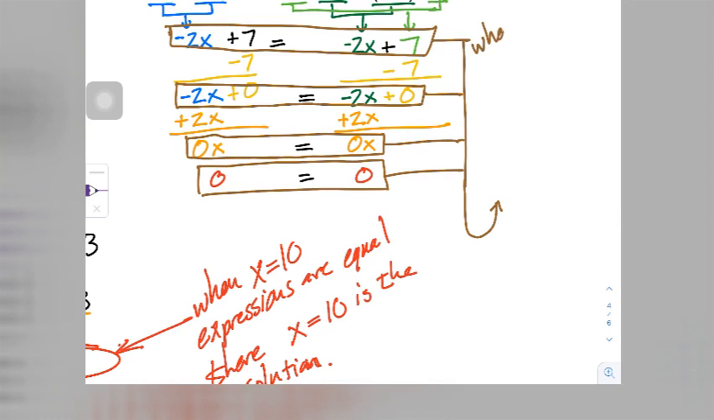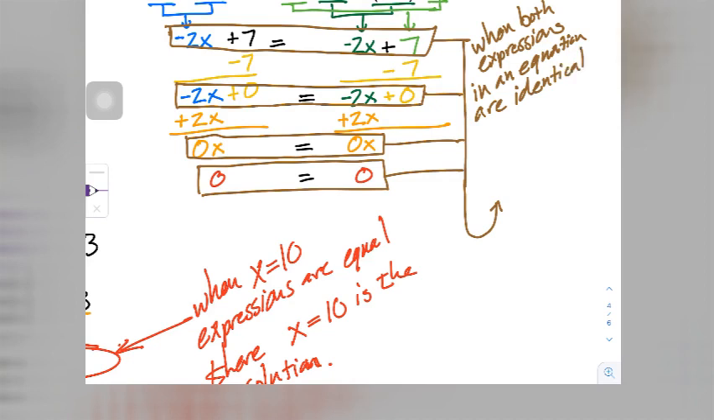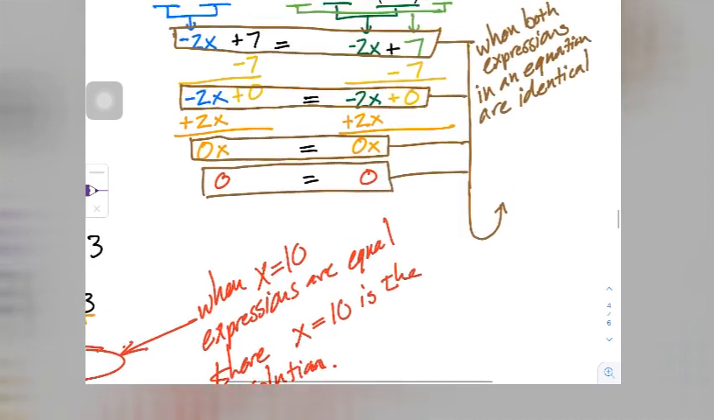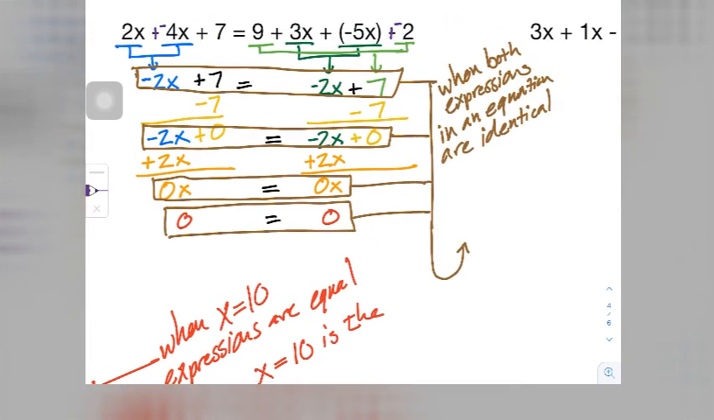When both expressions in an equation are identical, it means that any number could be true.